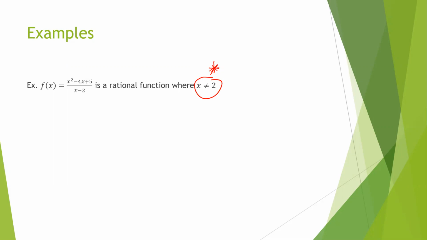A restriction is basically a point at which your function cannot be evaluated, because if I were to sub it in, I would get a denominator of 0. You can even try it yourself right now. If I take this function and sub in 2 for x, this will be 2 squared, this will be 4 times 2, and then plus 5.